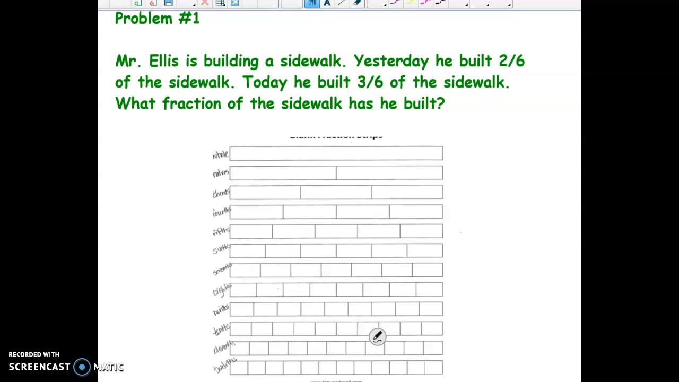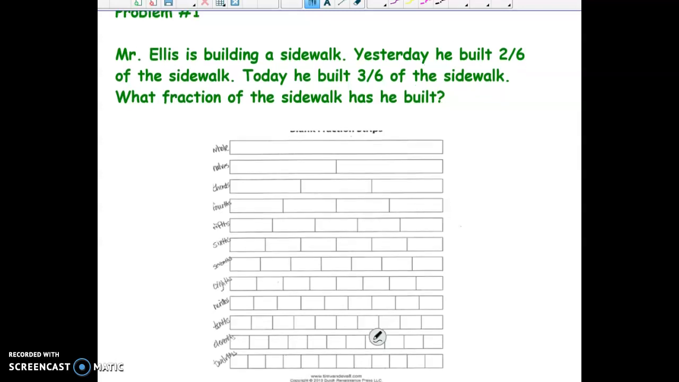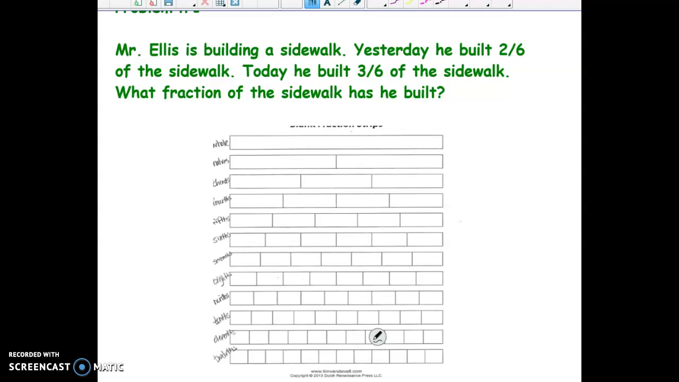Mr. Ellis is building a sidewalk. Yesterday, he built 2/6 of the sidewalk. Today, he built 3/6 of the sidewalk. What fraction of the sidewalk has he built? Now, some of you will be able to do this problem in your head. Some of you will write it as an addition problem. Oops, I told you it was addition. And some of you might want to use the fraction bars.